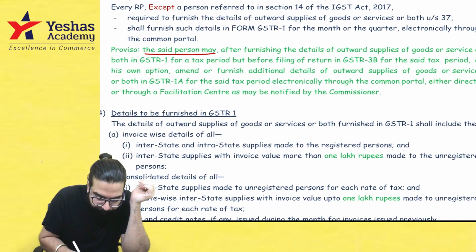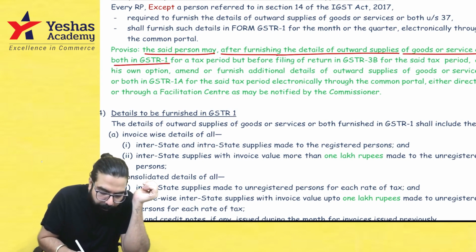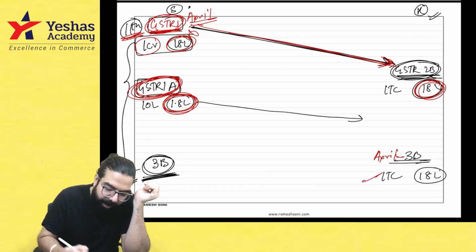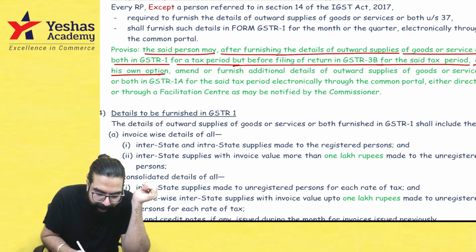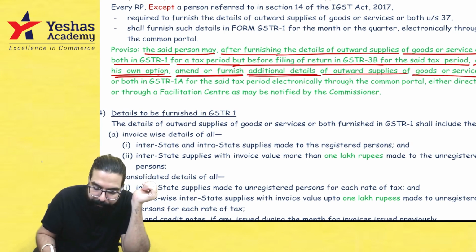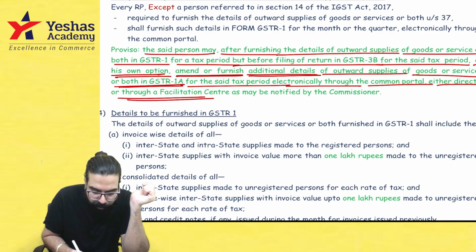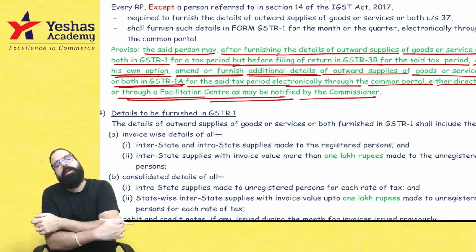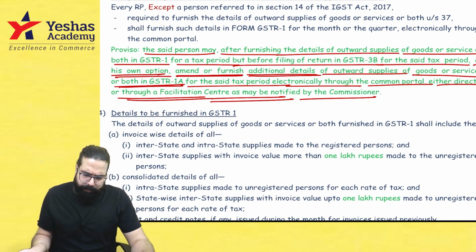The person may, after furnishing the details of outward supply of goods or services or both in GSTR 1, once you have filed your GSTR 1, but before filing your GSTR 3B for the said period, at his own option, amend or furnish additional details of outward supply. You can put additional details in GSTR 1A for the tax period electronically through the common portal directly or through the facilitation center as may be notified. So you can go ahead and file GSTR 1A online and amend the details. But remember one thing. Now you know what will happen.